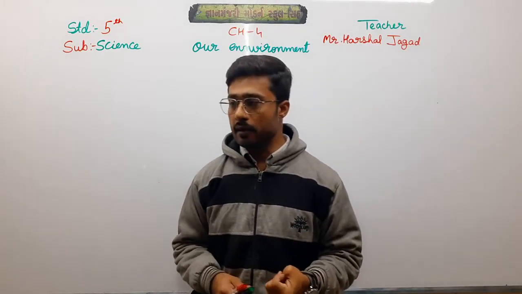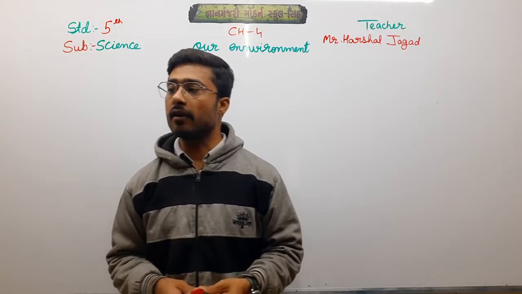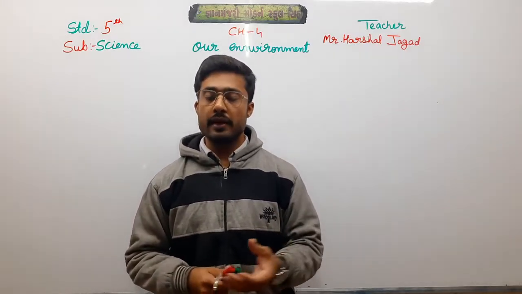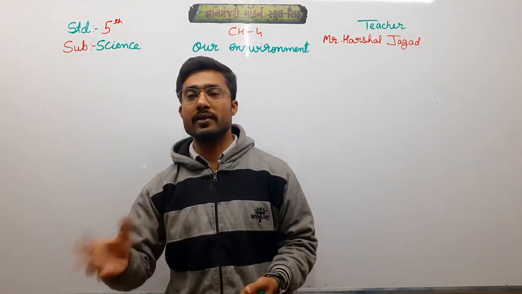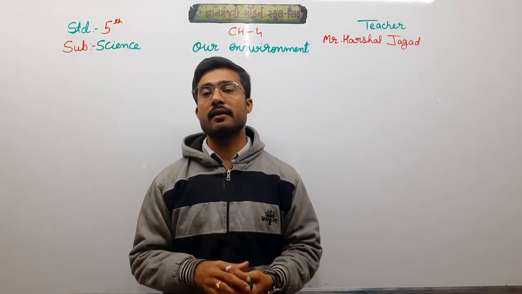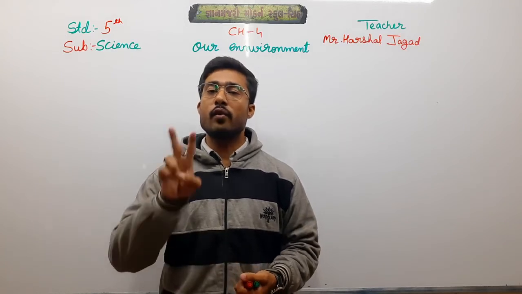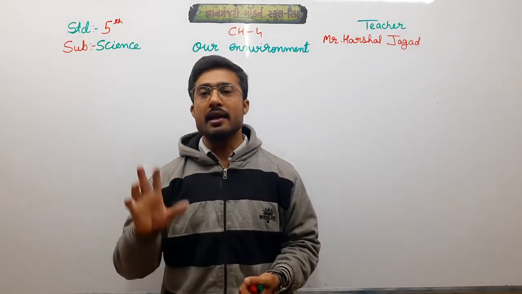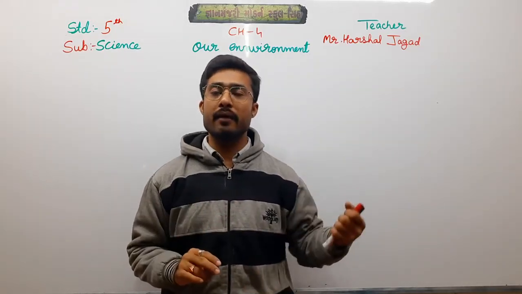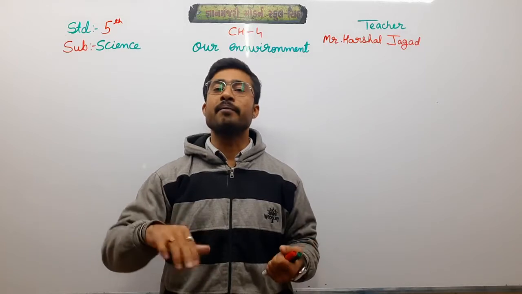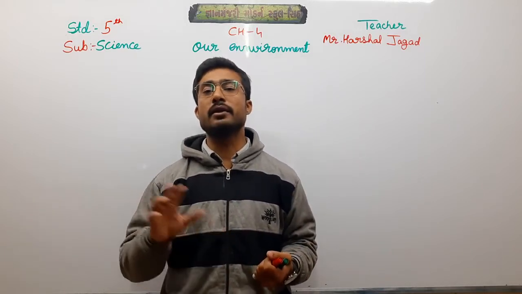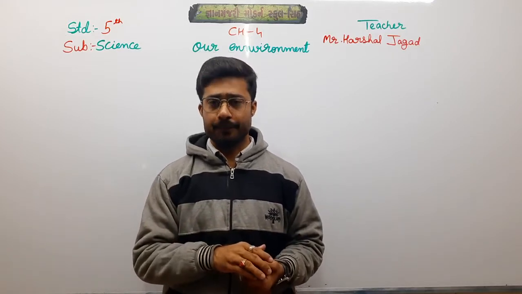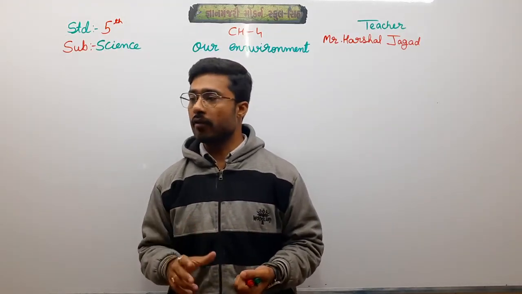Then we have studied the recycling of waste, and how we recycle it. In Western countries, they have two dustbins, one of green color and another of blue or red color. In the green one, all the biodegradable substances are put, and in the red or blue one, all the non-biodegradable substances are put. Now, moving forward to biogas.